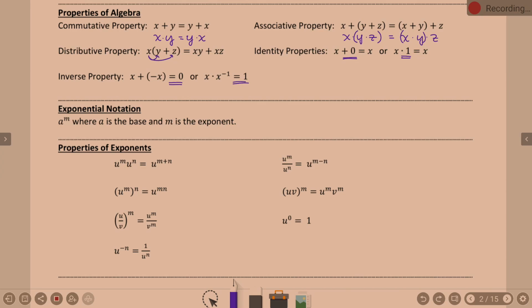Or here, it's what do we multiply by x to get 1? Let me ask it easier. What do you multiply by 2 to get 1? 0.5. Okay. Which is what as a fraction? 1/2. Okay. So the idea here is 2 and 1/2, they have what relation?